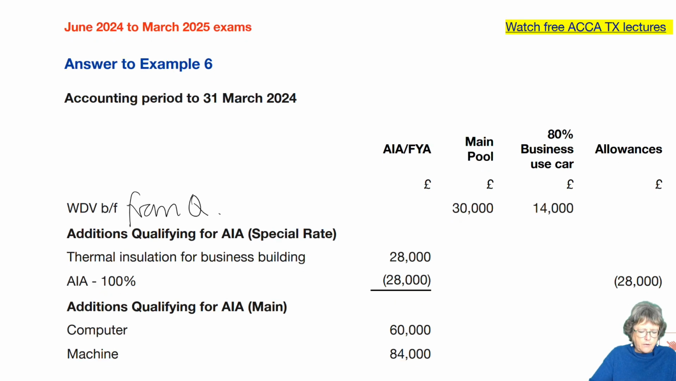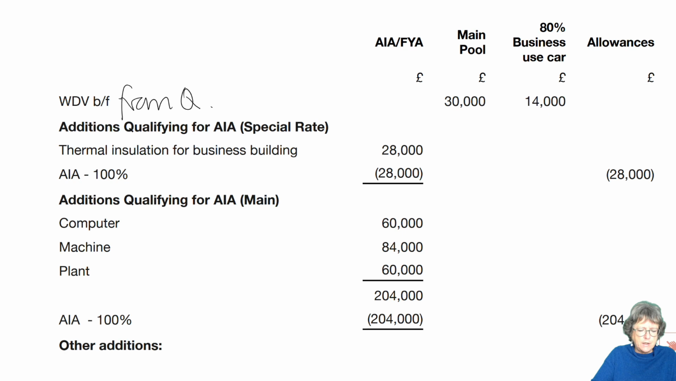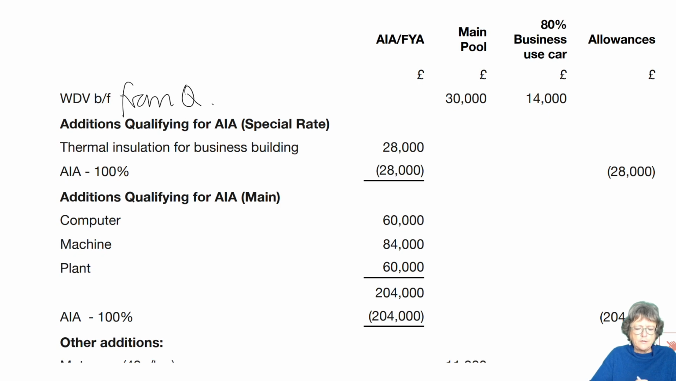Now, the thermal insulation is subject to special rate written down allowances, so we've dealt with that first with regard to AIA and claimed 28,000. And then we've got our assets qualifying for AIA for the main pool, and we have listed those. They've come from the question.